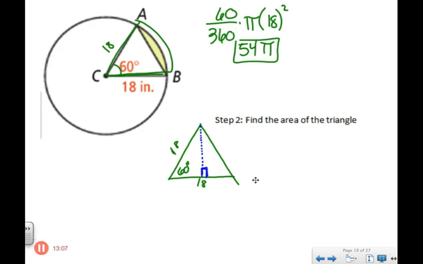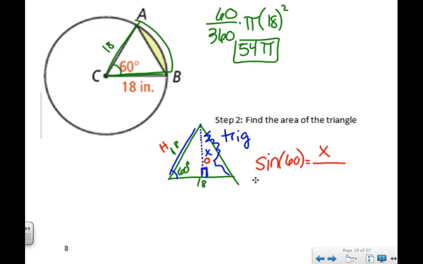So guess what? We're looking for this. I want to know the height. So I have a 60-degree angle, and I have a hypotenuse, and I'm looking for the opposite side. So we're going to do trig. So I'm actually going to ignore this little piece of my triangle and just look at the right triangle. So again, this is my opposite side, the height, and this is my hypotenuse, which is sine. So I'm going to say sine of 60 is going to equal opposite, so I don't know, over hypotenuse 18.